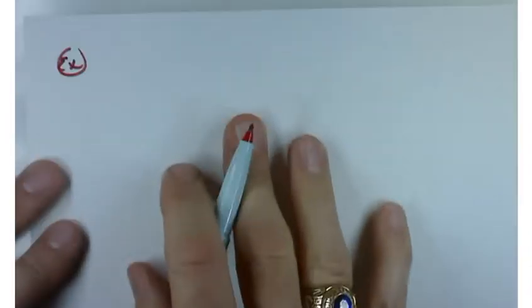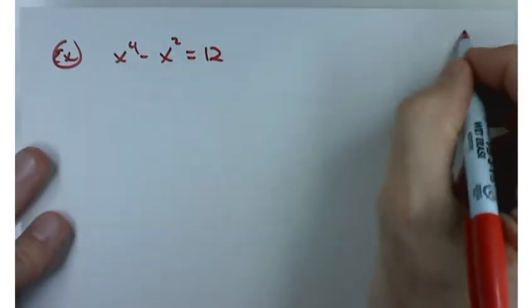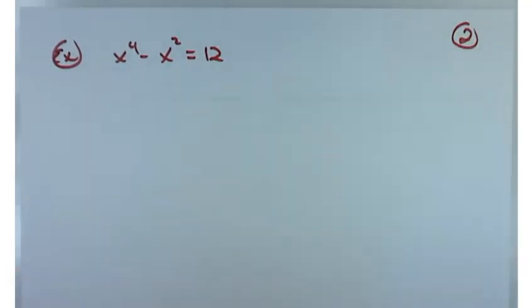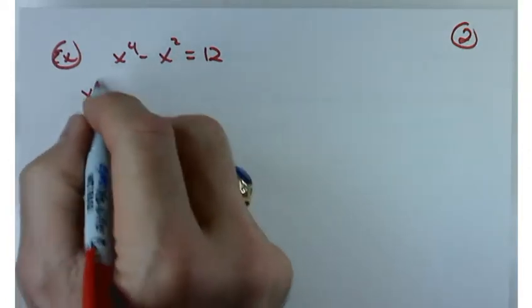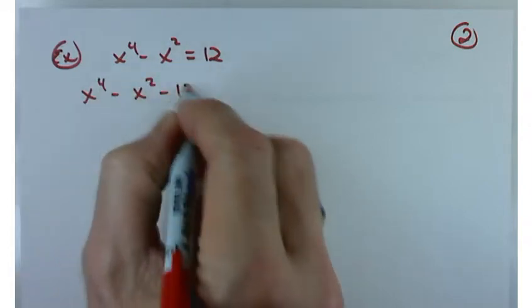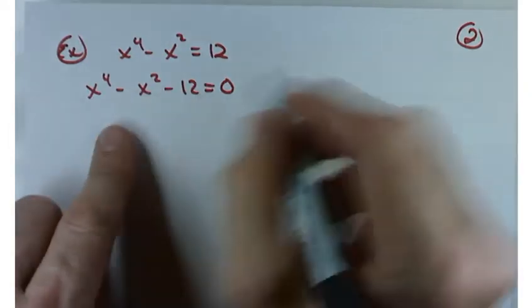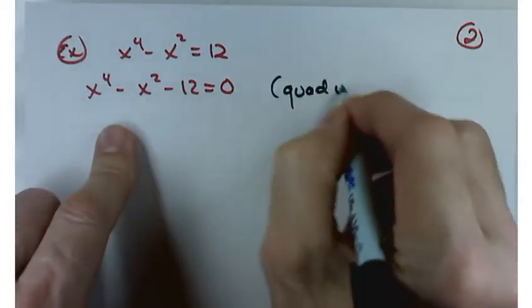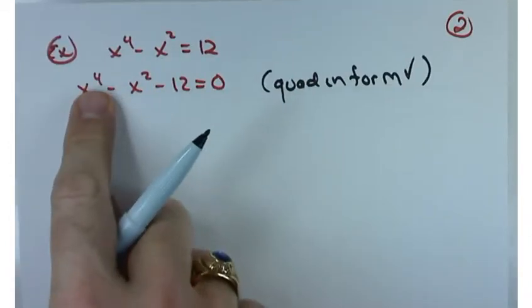So let's start with this one. X to the 4th minus x squared equals 12. Like a lot of these problems, I'm going to start out by getting 0 on one side. That's mostly reflective of the fact that eventually we're going to have to factor and solve this thing. So if I move the 12 to the left-hand side, I get an equation like this. Is this quadratic in form? Yeah. So quad in form, check. Yes. 2 times 2 is 4, so we're good.